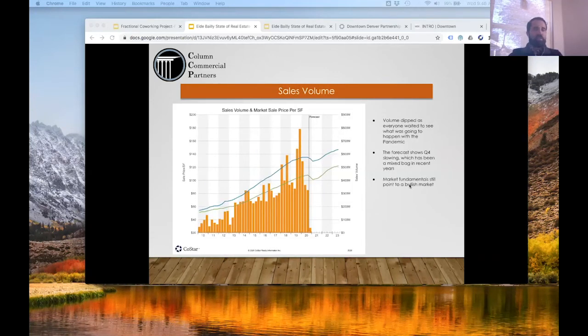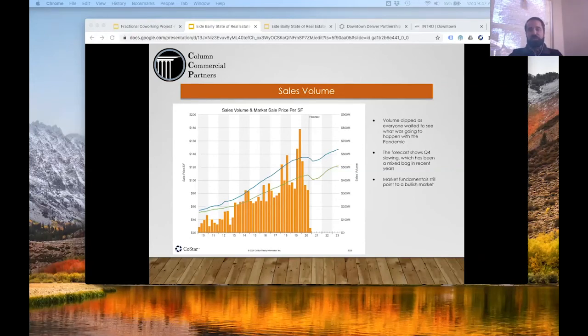And then getting into sales volume, again, it looks like my key is gone here, but orange being the sales volume. And then we've got blue being Denver and green being the US. So unlike office space, Denver has performed at a higher rate than the US nationally here. Investors remain enthusiastic about Denver's industrial fundamentals.